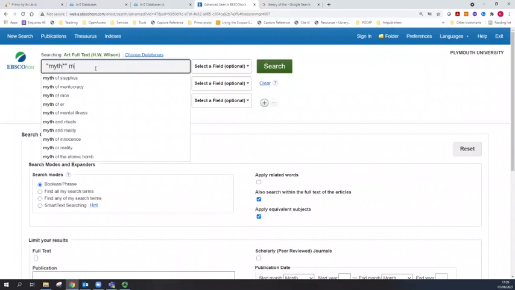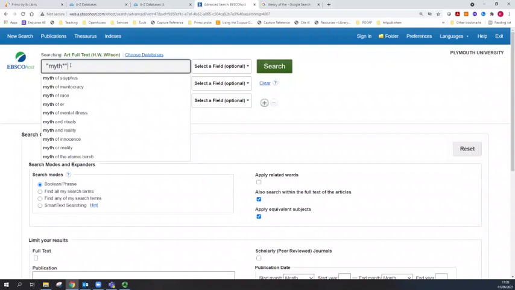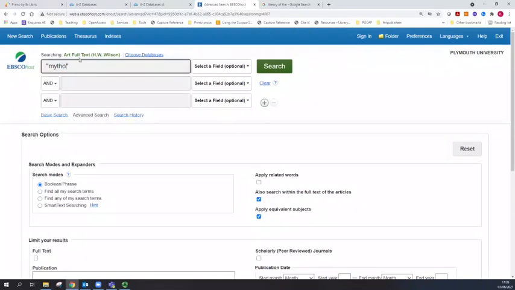Now, this would also bring us things like mithril, but on the whole, this is going to enable us to bring up myth, mythology, mythologically, mythologies, myths, plural. So this is going to bring us any word that begins myth with any ending, and that could be one letter to make it the plural myths, or it could be a lot of letters to mean mythological. Let's have a quick look at that.